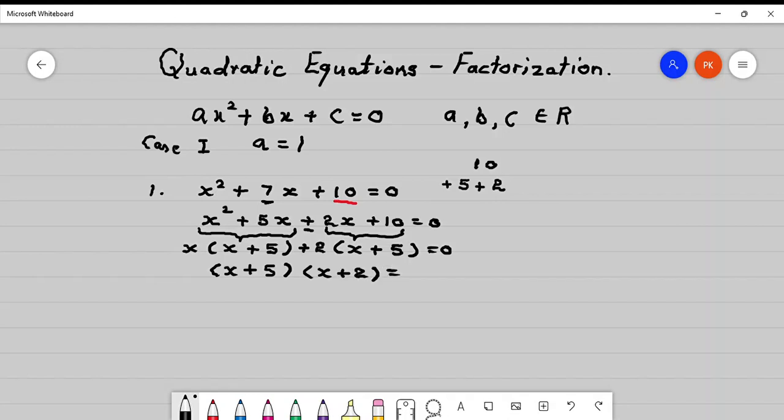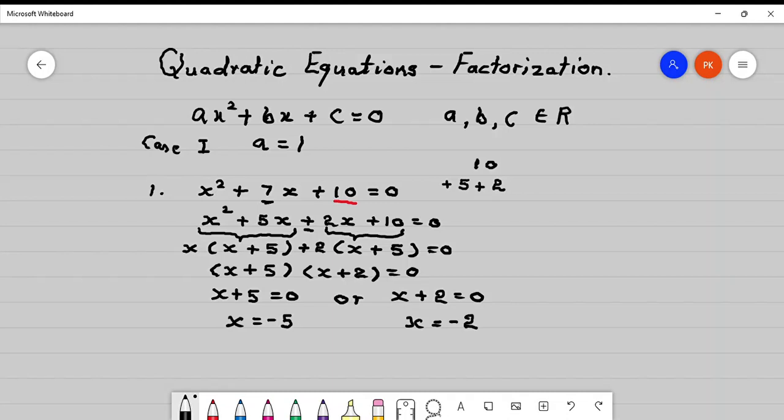Now equate each factor to 0. x plus 5 equal to 0 or x plus 2 equal to 0. So that gives x is negative 5 or x is negative 2. So these are the two solutions of this quadratic equation.